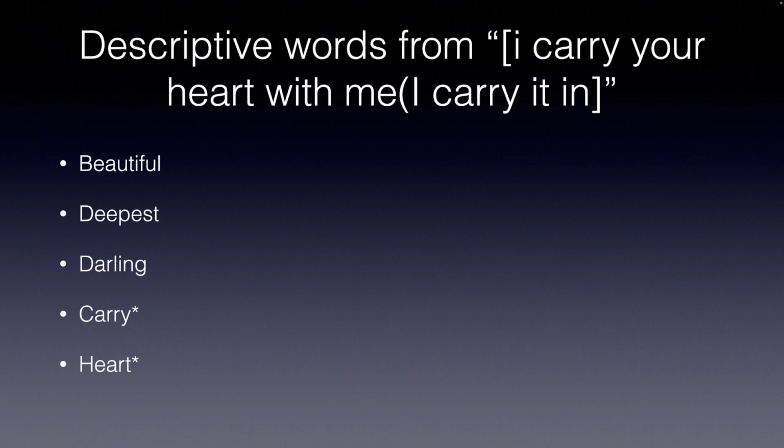And next I will be talking about the descriptive words from E.E. Cummings' poem, I Carry Your Heart With Me, I Carry It In. Once again, I'm going to do 5 words from this poem: beautiful, deepest, darling, carry, and heart. I put a little asterisk next to carry and heart because they're not adjectives. Carry is a verb, heart's a noun. And although I wanted to focus on descriptive words, I just felt like they were too important in this poem to not address. So that's why they're going to be a little different.